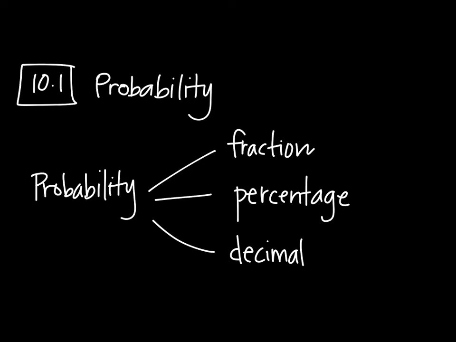In a fraction, you would never go higher than a fraction of 1. In a decimal, you would never go higher than 1. In a percentage, you'd never go higher than what? 100%. So the max is always 1.